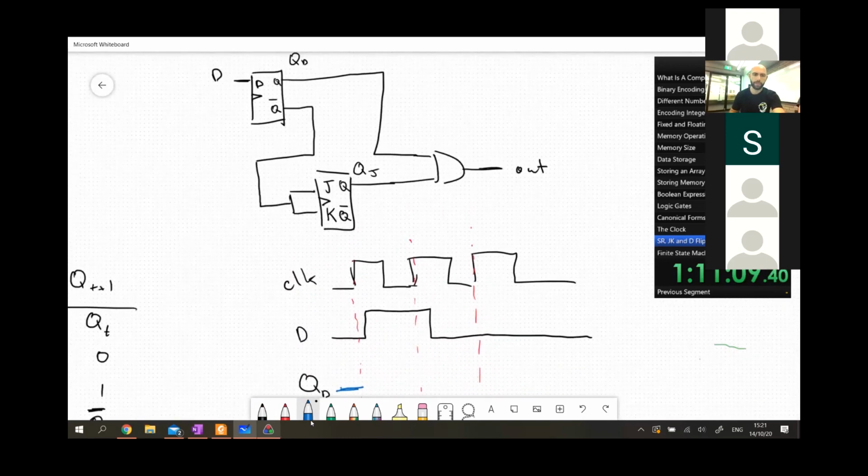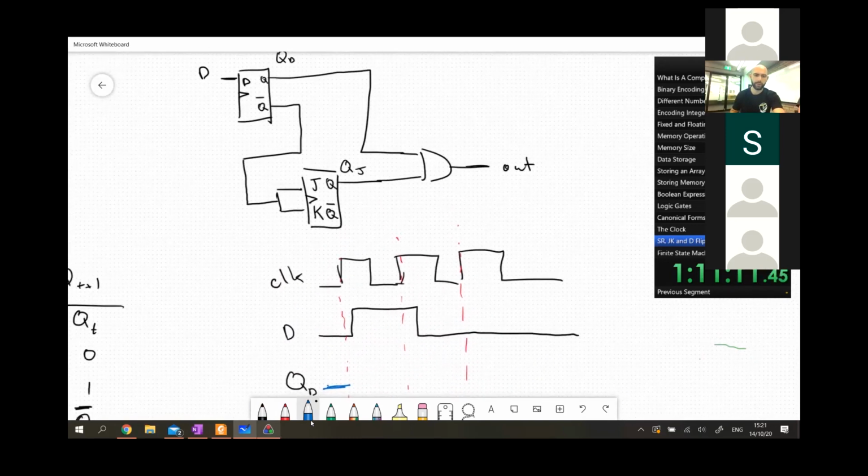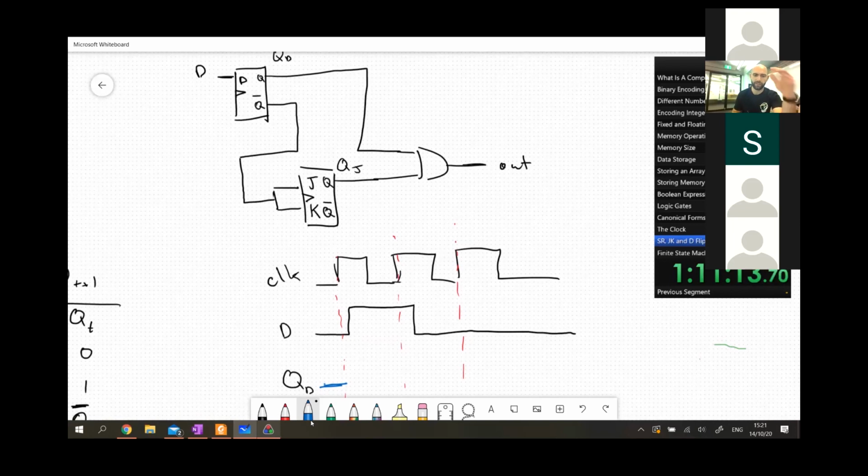So D is 0 here, which means that the next Q after the edge is going to be 0 as well. So we can just write that in for the next period until the next edge. Then we can look at our other things.